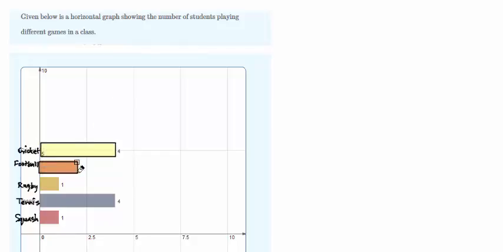So you have a bar for football, you have a bar for cricket, you have a bar for rugby, a bar for tennis, and a bar for squash. And the length of each bar is actually proportional to the number of people who are playing that game. For example, if you look at cricket and tennis, the two bars have the same length because there are 4 people who are playing cricket against 4 people who are playing tennis. So the numbers are also equal.